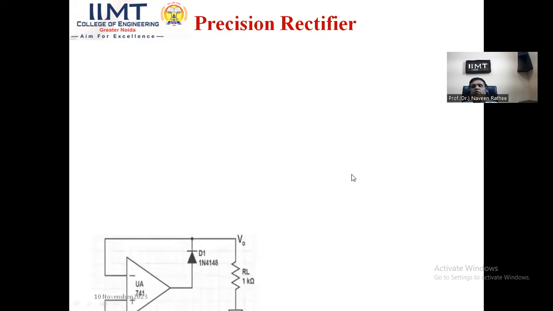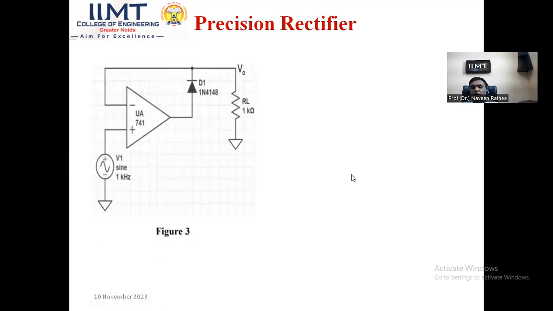Now, if I see the practical circuitry, we have used this circuitry, and we have used Multisim software for analysis of this particular circuit. We have applied a 5 volts peak to peak input sine wave with a frequency of 1 kilohertz at the non-inverting terminal of the op amp, that is mu A 741. The diode which we have used over here is 1N4148.